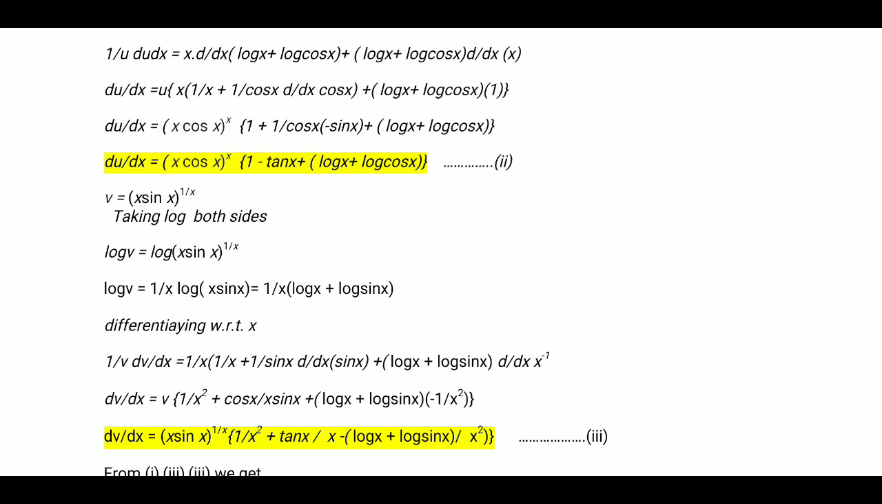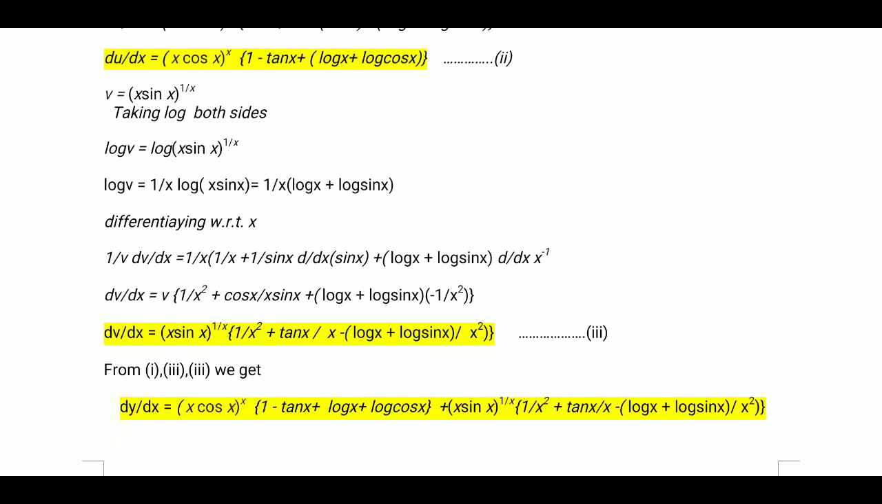Now differentiating both sides with respect to x, we get the differentiation of log v, that is 1/v into dv/dx, is equal to 1/x multiplied by the function. It means we have the product form, so the differentiation of multiplication will be applicable here. That means 1/x into the differentiation of (log x plus log sin x) plus (log x plus log sin x) into the differentiation of x^(-1), that is minus 1/x^2.